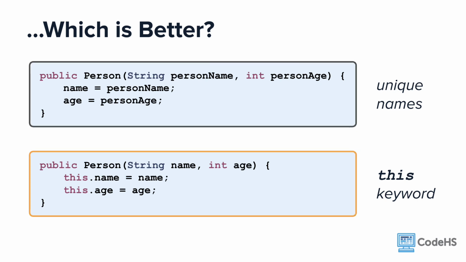In the bottom example, the parameters have the same names as the instance variables, and the this keyword is used to distinguish between them. This can make the code more consistent, as the parameter names align with the instance variables, but it requires careful use of the keyword to have the constructor function properly. Ultimately, it's up to you, or the program you're working on, to choose the option that is clearer and easier to understand.